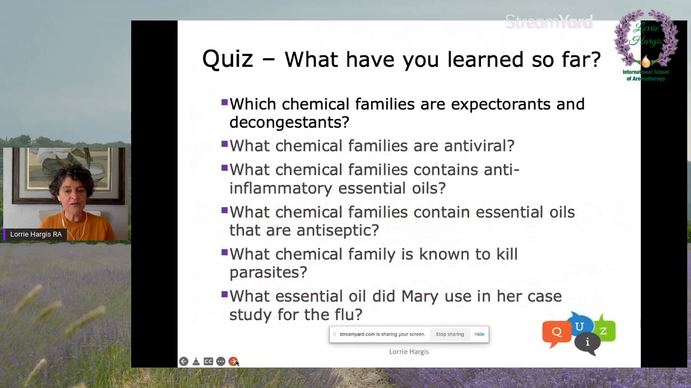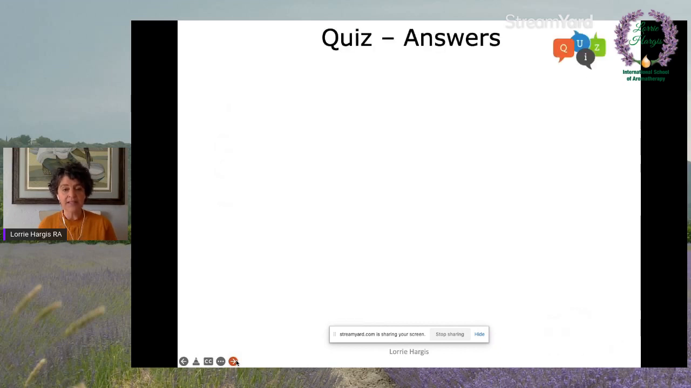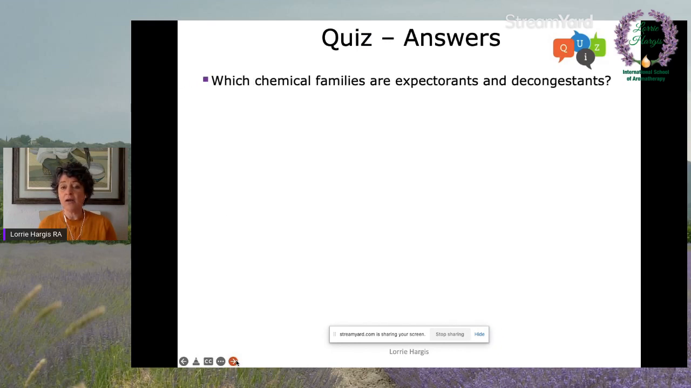Now we're going to go through this very quickly. We've got a few more questions. Which chemical families are expectorants and decongestants? What chemical families are antiviral? What chemical families contain anti-inflammatory essential oils? What chemical families contain essential oils that are antiseptic? What chemical family is known to kill parasites? And what essential oil did Mary use in her case study for flu? So let's start here. What chemical families are expectorants and decongestants?